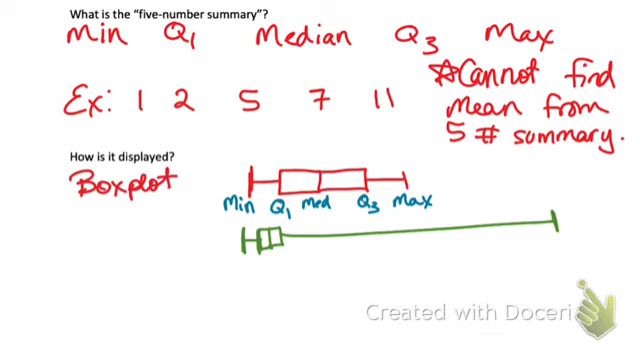I have a question for you guys. What percent of the data is from Q1 to the median in this box plot? 25. What percent of the data is from Q3 all the way out to that maximum? 25. What does that mean is happening here? Not necessarily an outlier, but it's skewed. So here's the deal. I've got a pretty big percent of my data right here. 75% of my data is right here. And then it kind of spreads out that way to the right.